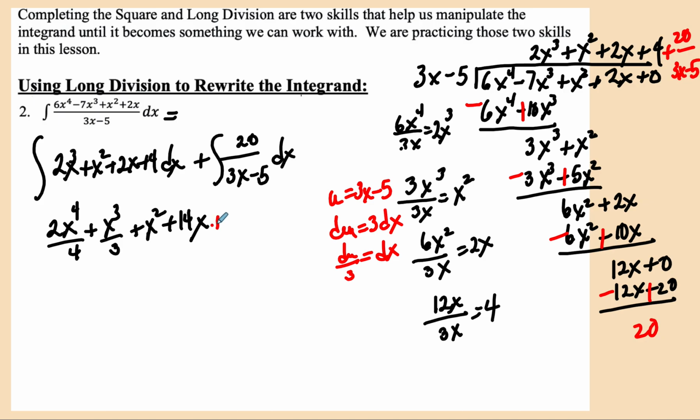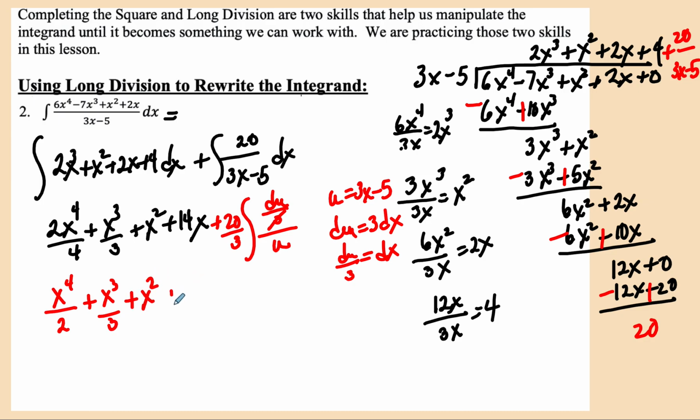So this will be plus 20. I'll pull the 20 out. And then I'll have a du over 3 divided by u. And I'll take that 3 out of here and put it over here so that I'll have a du over u. And now I'm going to have x to the fourth over 2 plus x cubed over 3 plus x squared plus 14x plus 20 thirds natural log of absolute value of u plus c. And then we have just one more step, and that step is to resubstitute for our u.